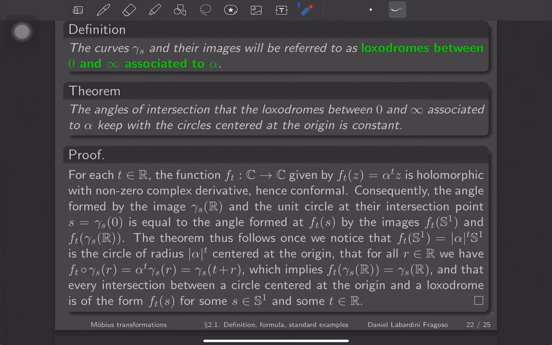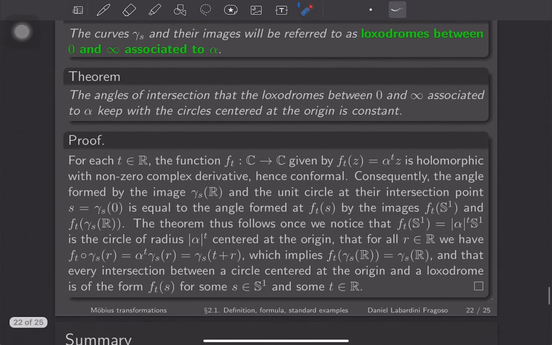It ends there, but taking into account what I said before, the image of a circle centered at the origin is another circle centered at the origin, and the image of the curve set by alpha to the t lies in the same curve. So the original angle is equal to the resulting angle. I'm already using the fact that the image of a circle centered at the origin is another circle centered at the origin, and that each loxodrome is invariant, is stable under multiplying by alpha to the t. But pretty much the point is this.